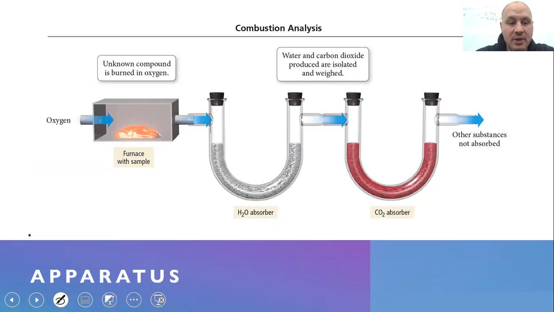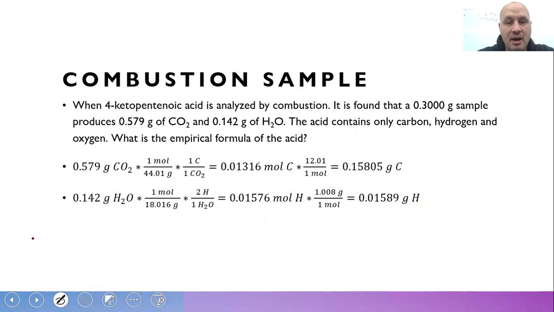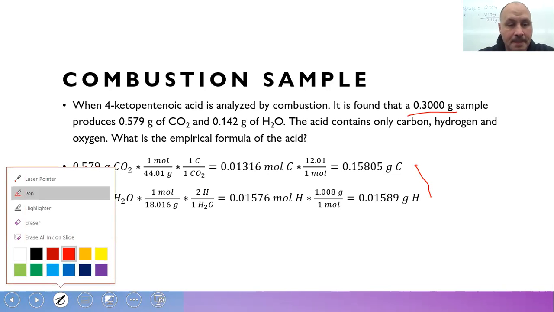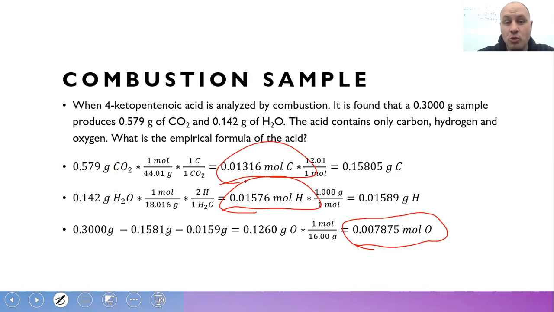So let's clear that off, and we're going to jump back to where we were. So here's this. We're going to go ahead and clear all that off. So now that I have my masses of carbon and hydrogen, I can add those together to subtract from my original sample to find my mass of oxygen. And with my mass of oxygen, I can convert it back to moles. So here we go. 0.3 minus those 2 gives me 0.1260 grams of oxygen, which I can then convert to my moles of oxygen. So these are the 3 numbers I really need.